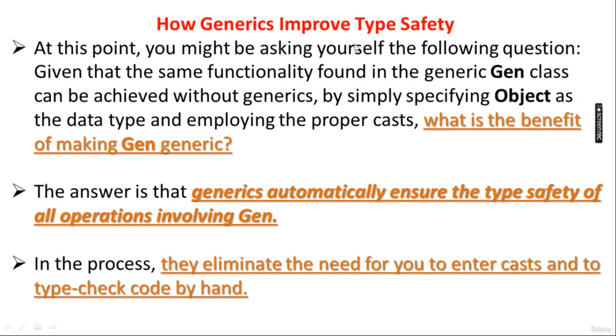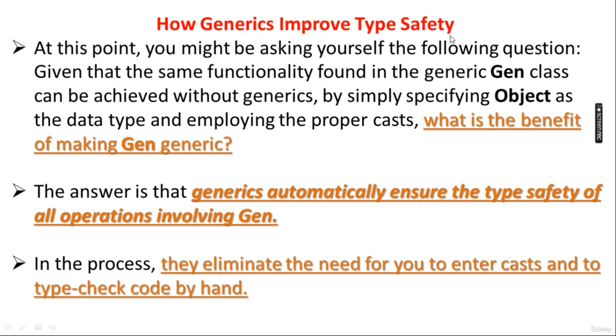How do generics improve type safety? Whenever you are creating an object, that T will be automatically replaced with the wrapper class that you are trying to use in your program. You might be asking yourself the following question: given that the same functionality found in the generic Gen class can be achieved without generics by simply specifying Object as the data type and employing the proper casts, what is the benefit of making it generic? When you are using Object, you have to typecast on your own, and with the use of generics, the typecasting automatically takes place. For that purpose, generics improve type safety.